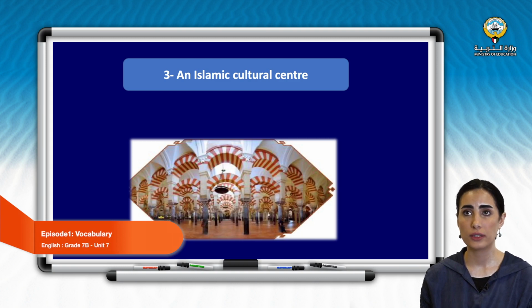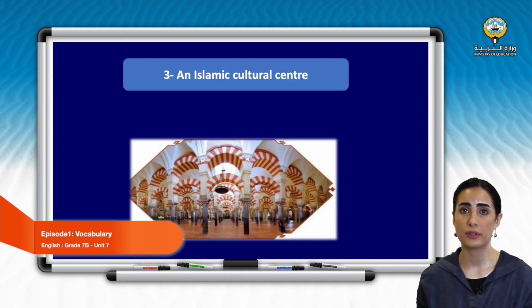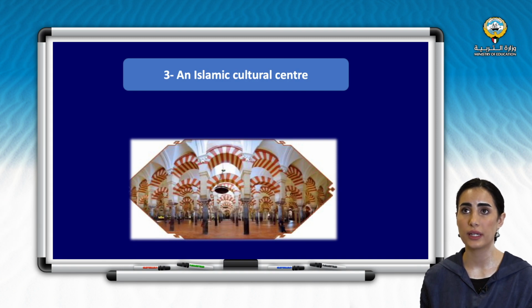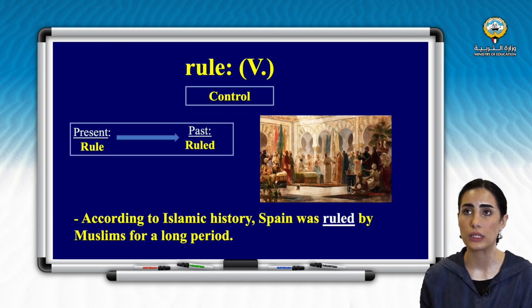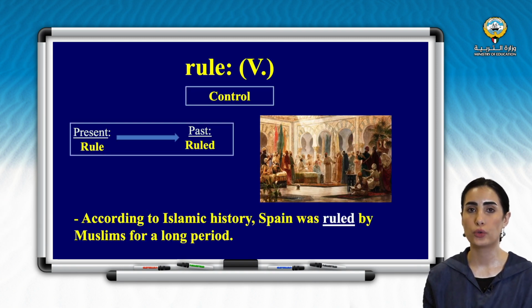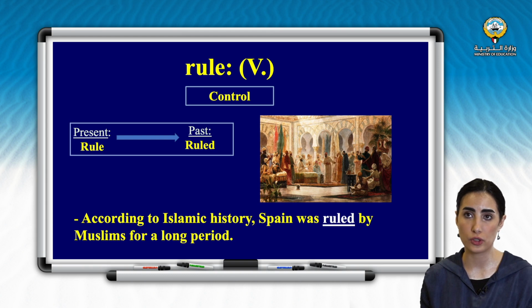Now we're going to move on to the last theme that we have of the unit, and that is an Islamic cultural center. Now we're going to begin with the first vocabulary word of the third topic, and that is the word rule. So repeat after me. Rule. Rule. What part of speech is rule? It's a verb. Good job.